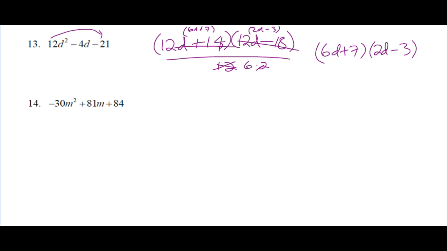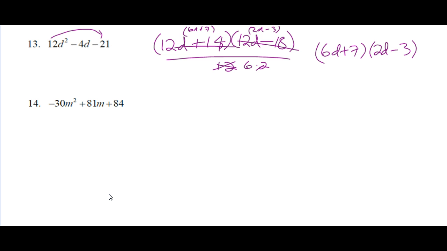Okay. Here's where you're going to mess up. You're going to get those signs reversed. You'll have 6d minus 7, 2d plus 3. Okay. So you always want to check your factorization, right? Take that moment, because it can save you a whole pile of grief later on.